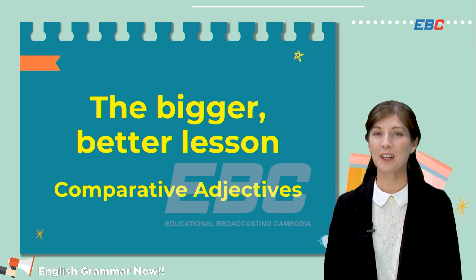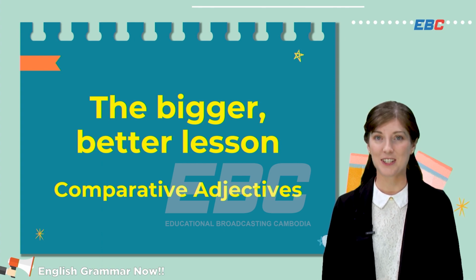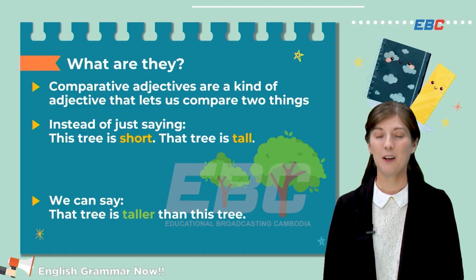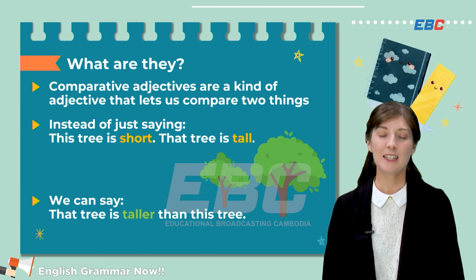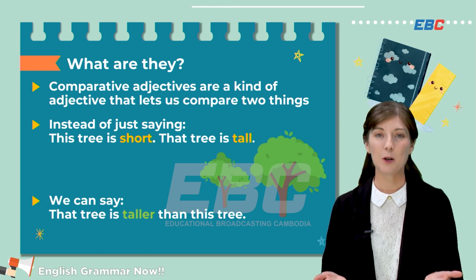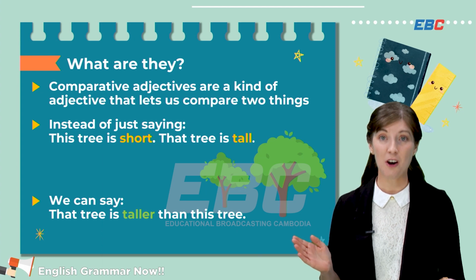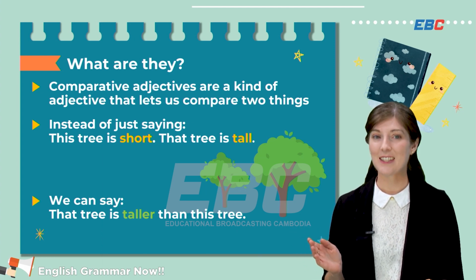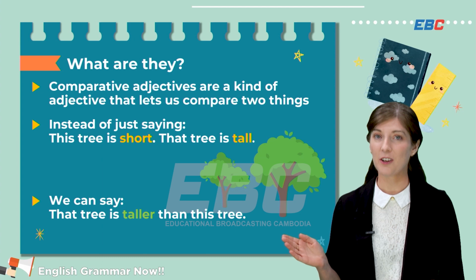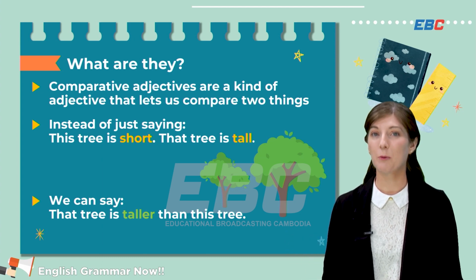Today, we're talking about the bigger, better lesson because we're studying comparative adjectives. First, let's talk about what these are. Comparatives are a type of adjective that let us compare two things. So instead of just saying, this tree is short and that tree is tall, we can make a sentence like this. That tree is taller than this tree. It's easier to say, and it helps us not repeat ourselves.